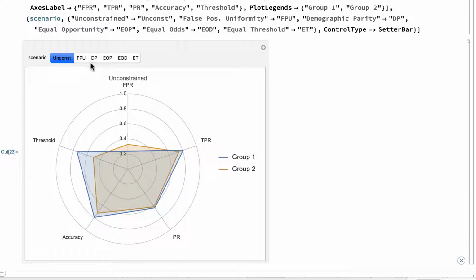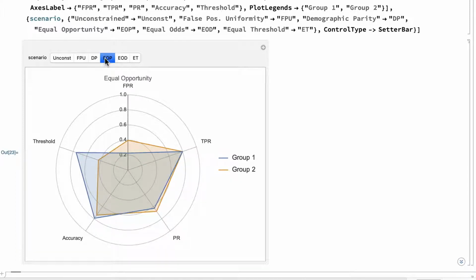But we could also say, hey, what about in the equal opportunity setting? And we see in the equal opportunity setting, the true positive rate is, as it should be, exactly equal. Now the false positive rate for group 2 is bigger than for group 1. The accuracy is still higher for group 1 than for group 2, etc.